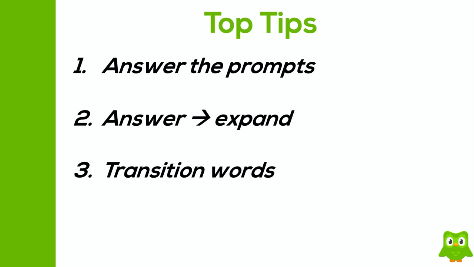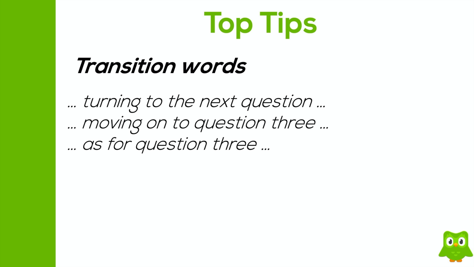Now let's take a look at tip number three, which is transition words. Using transition words will help your answer to sound more fluent and more coherent. And there are lots of different transition words you can use. If you want to move on to the next question, it's a good idea to use one of these transition words. You can say, okay, turning to the next question, moving on to question three, or as for question three. These are simple and smooth ways to transition from question to question.